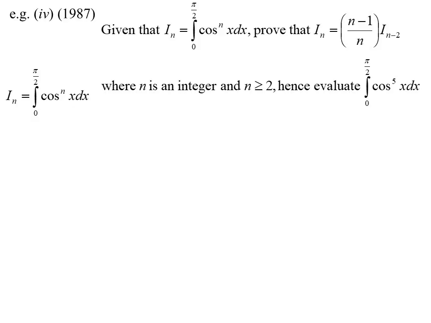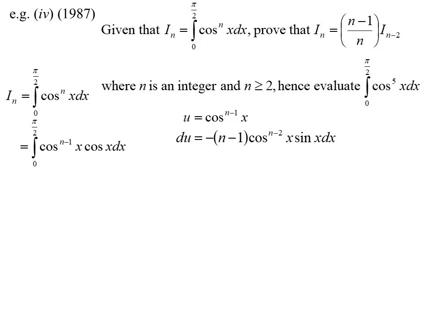I'm going to do it by parts. I'm going to split it up into two things though. Because notice I'm going to reduce it down to n minus 2. Well, if I just differentiated cos^n, it would get down to n minus 1. But if I split it into two things and make the u cos^(n-1), when I differentiate that, I'll get n minus 2.